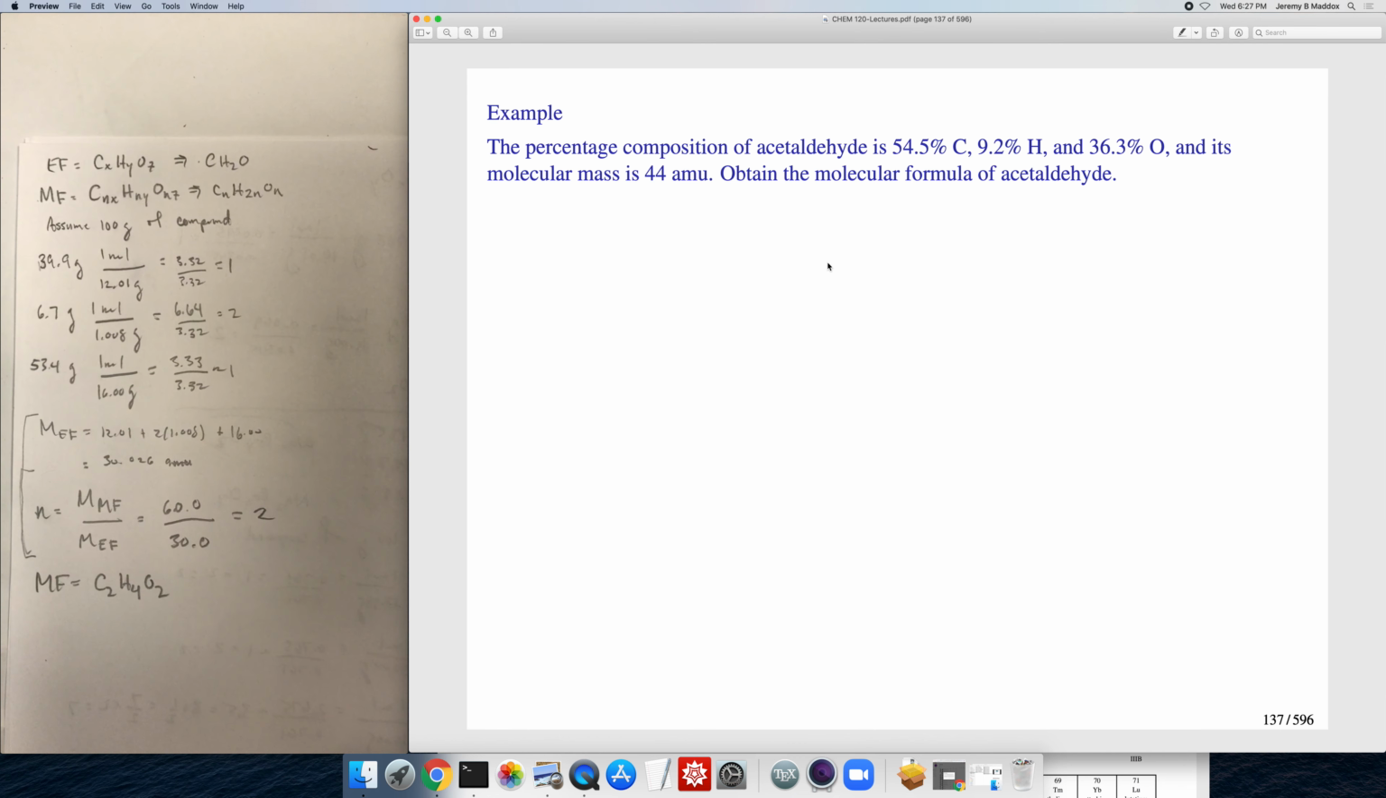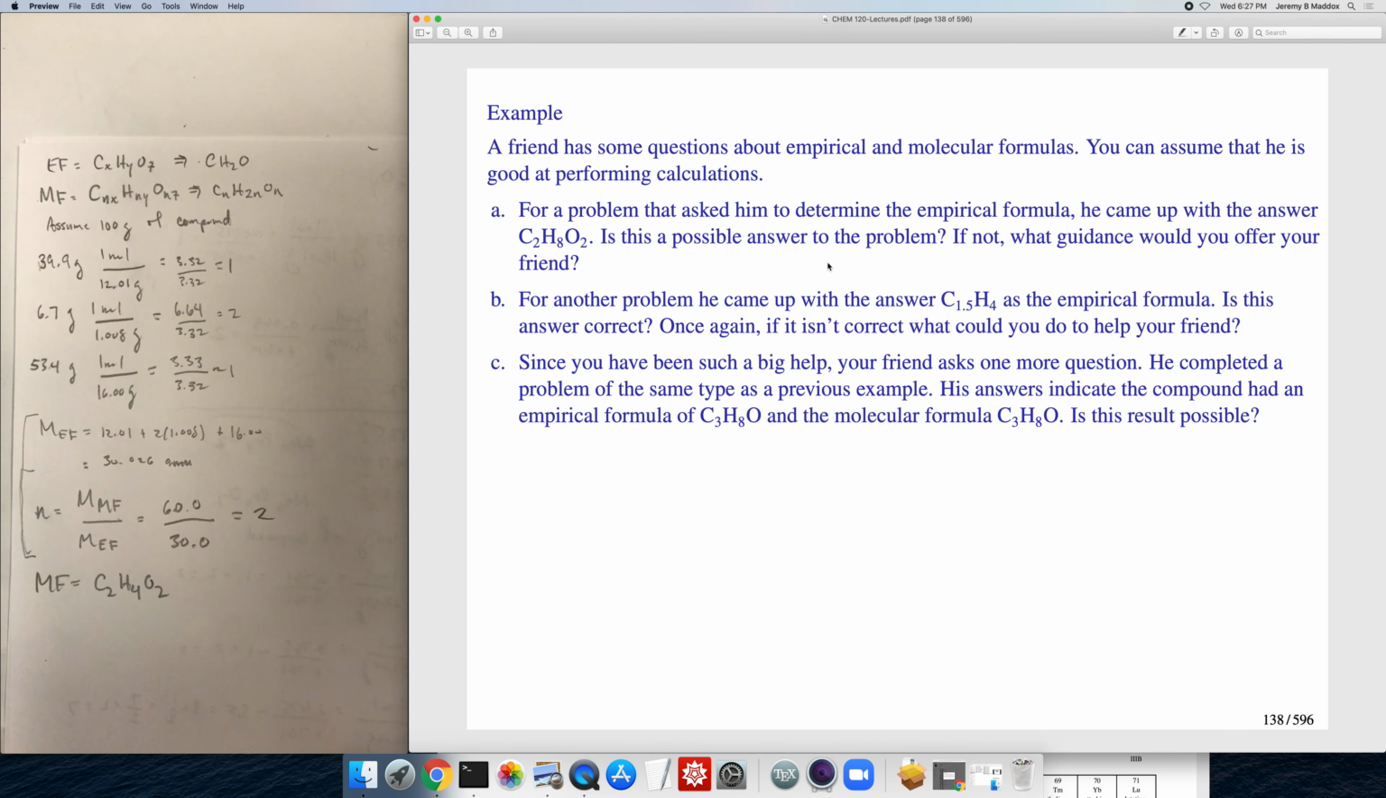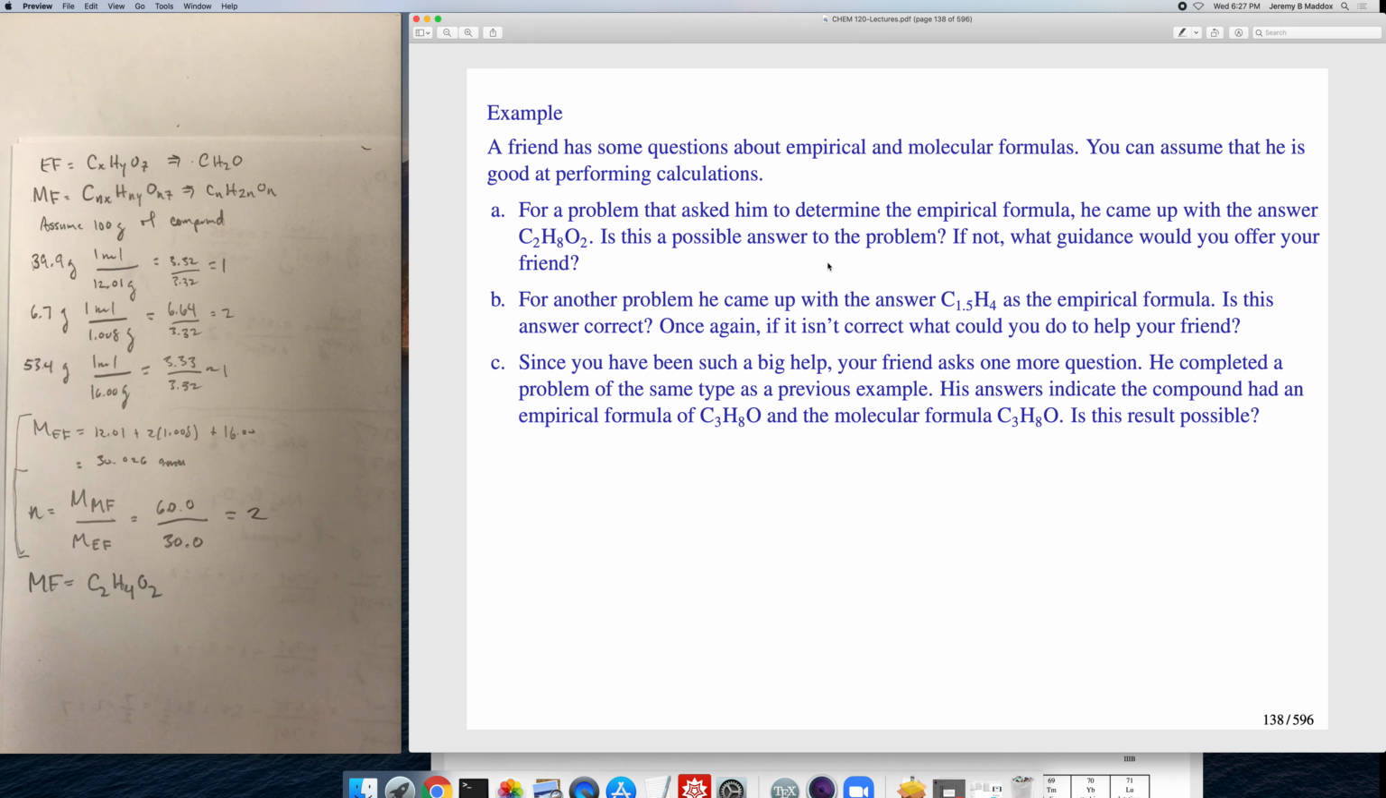Well, this problem is identical to the one that we've just worked, so I am going to leave this as an exercise for you to try. Here we just have some conceptual questions. I think this would be a good problem to look at. So let's go ahead and work through this.